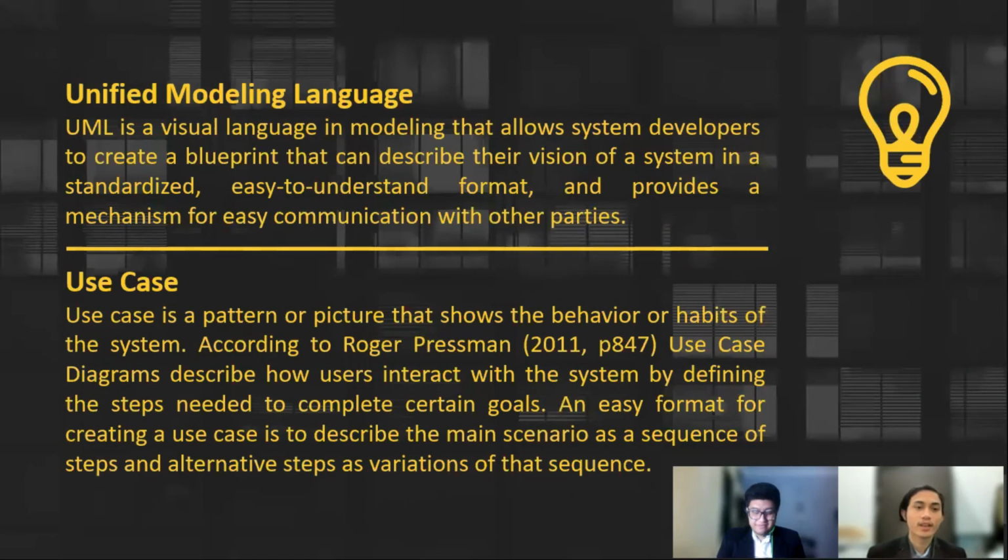Unified Modeling Language. UML is a visual language in modeling that allows system developers to create a blueprint that can describe their vision of a system in a standardized, easy to understand format, and provides a mechanism for easy communication with other parties.